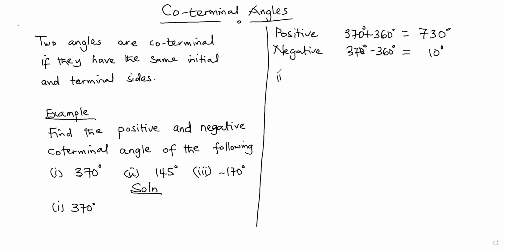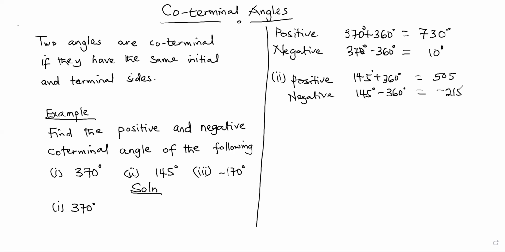The second one, 145. So the positive for 145 is that we'll add 360 degrees to 145. And so when we add 360 to 145, we'll be having 505. Then the negative. In the negative, we'll subtract 360 from 145. And when we do that, we'll be having negative 215.